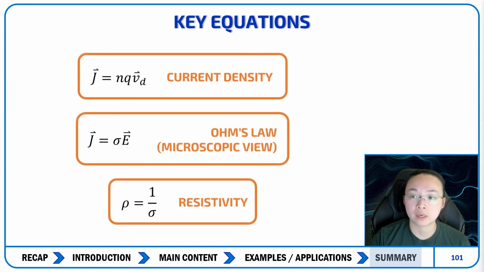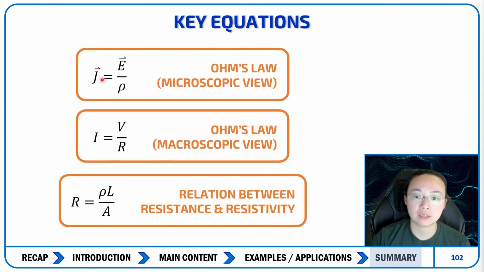Key equations for current density would be nqvd, and another view of Ohm's law from the microscopic perspective, J is equal to conductivity multiplied by the electric field, where conductivity is the inverse of resistivity. That means you can have another way of writing Ohm's law with resistivity. And if we take a look at the steady current, that means we have the macroscopic view of Ohm's law, where I is equal to V over R. Between those two equations, we can create a correlation between resistance and resistivity.